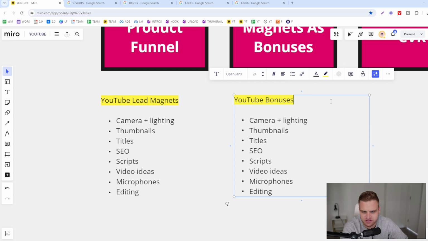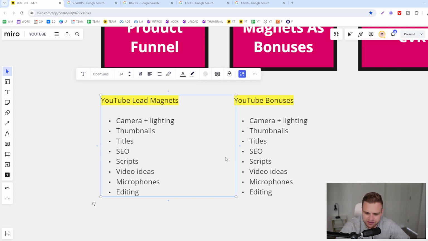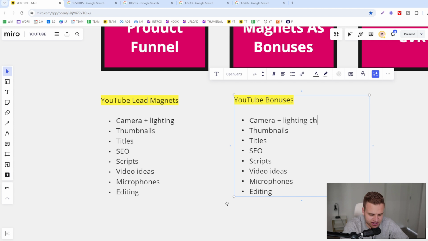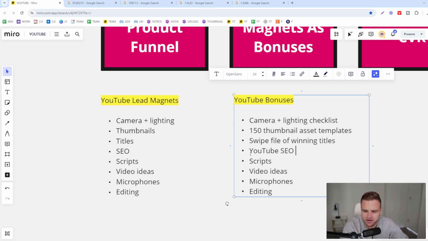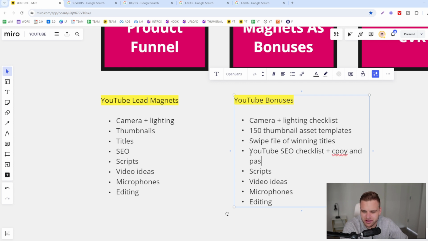YouTube bonuses: camera and lighting guide, that'd probably be camera and lighting checklist, let's just say. Thumbnail asset templates, so you just have 150 different thumbnail things that they could just do in Canva. Swipe file of winning titles. YouTube SEO checklists plus copy and paste templates for different stuff like the tags and the description and all that kind of stuff.